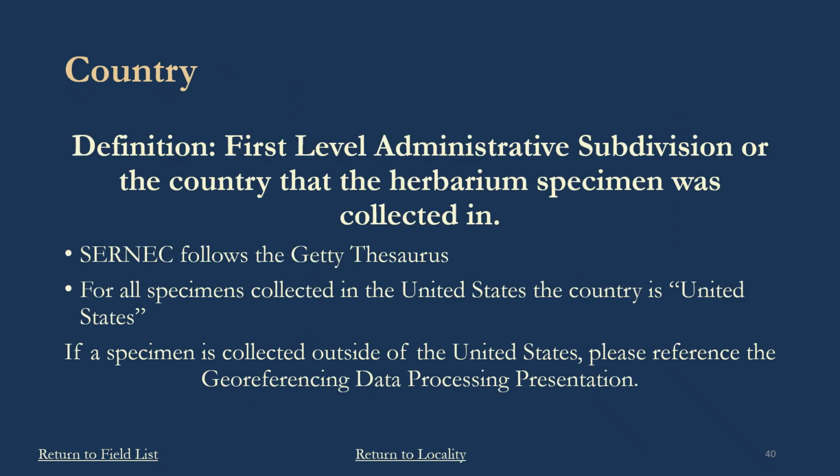The country field on Cernic is where the country the specimen was collected in is placed. It is the first level administrative subdivision. Cernic follows the Getty thesaurus for country name. For all specimens collected in USA, the country is United States. If a specimen is collected outside of the United States, please reference the georeferencing data processing presentation.